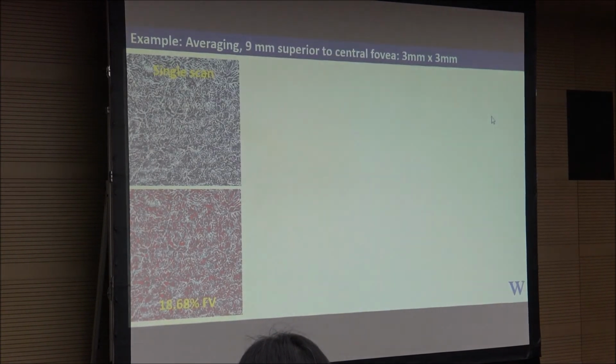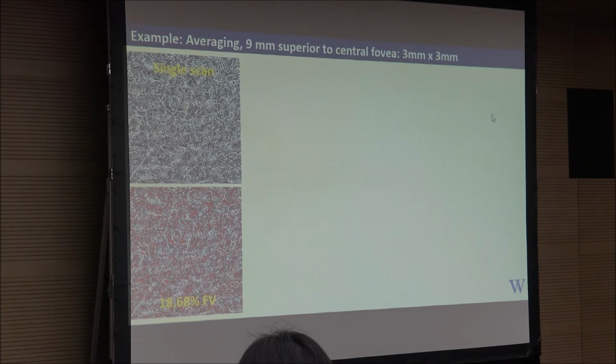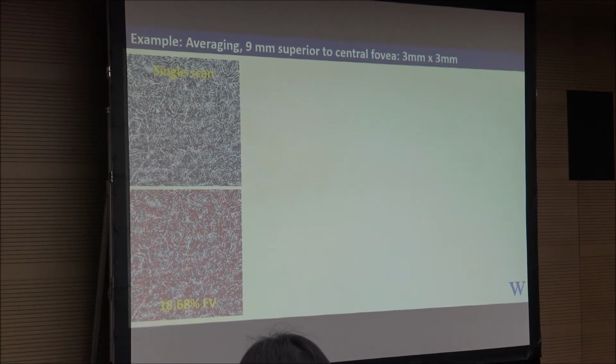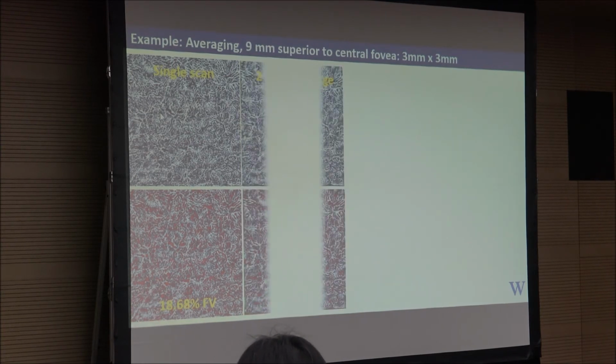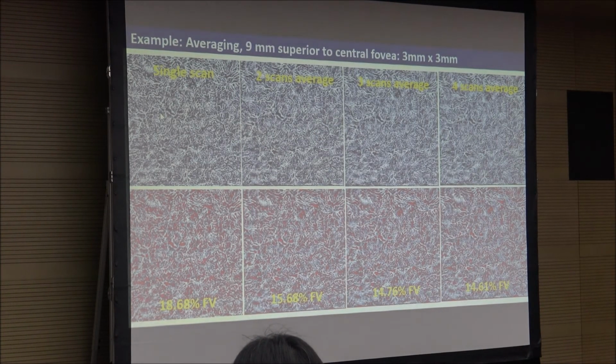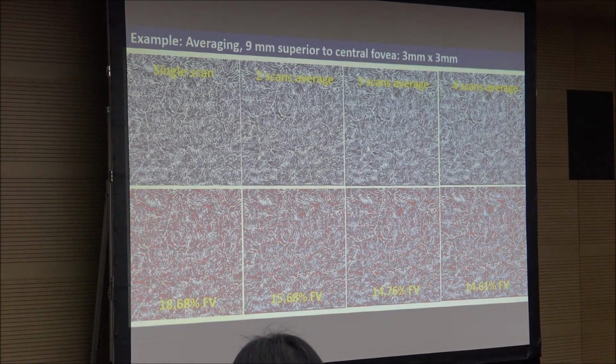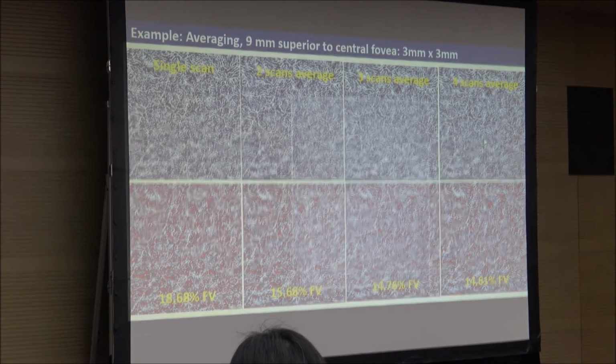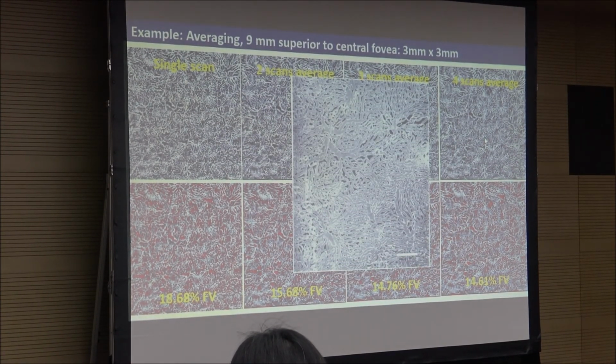If you go to the periphery, about 9 millimeters superior to the central fovea, you can see very clearly the lobular structures of the choriocapillaris. This is a single scan, and 2 scans, 3 scans, and 4 scans. As you can see, the 4 average gives a pretty clear choriocapillaris visualization, which is important to investigate macular diseases. And this is a comparison with the histologic gold standard, which gives you a very good agreement.